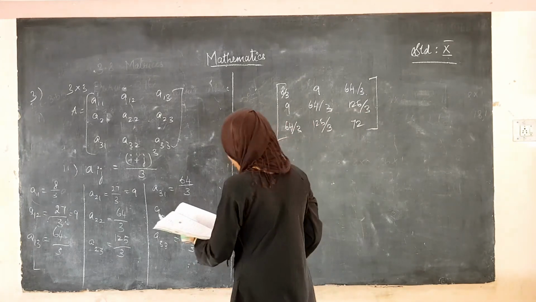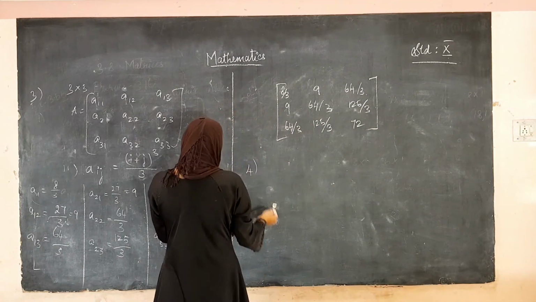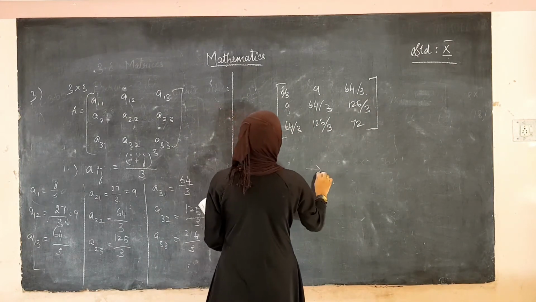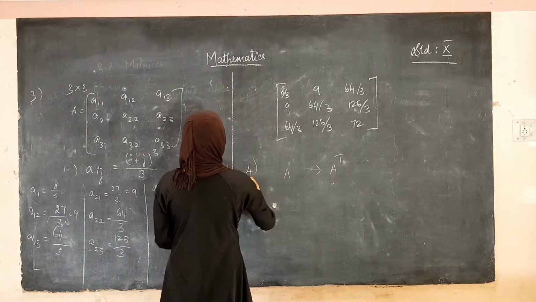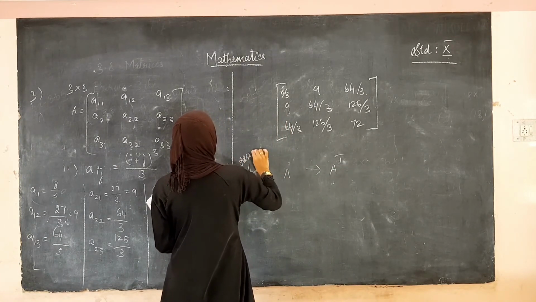Now see the fourth sum. What's the fourth sum? They have given a matrix A, you have to find A transpose. So this is the assignment for you.